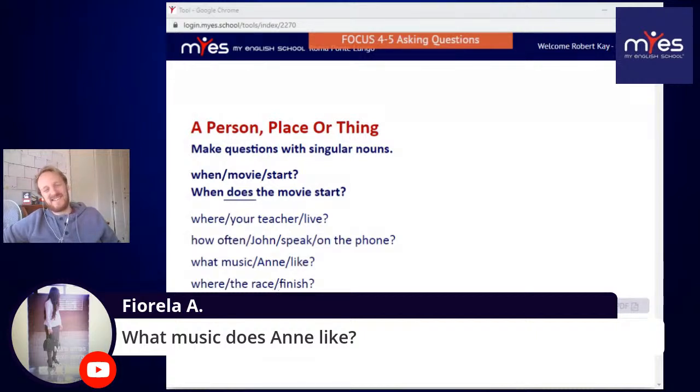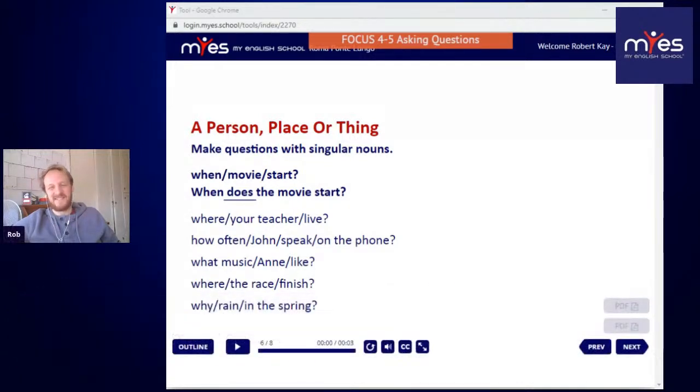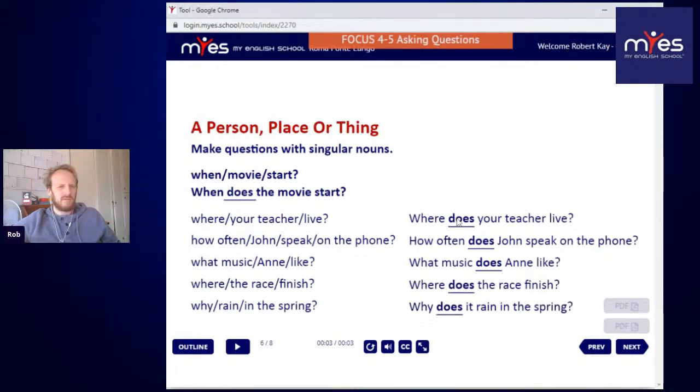The next one, any ideas? Where does the race finish? Exactly. And the last one, of course. Why does it rain?